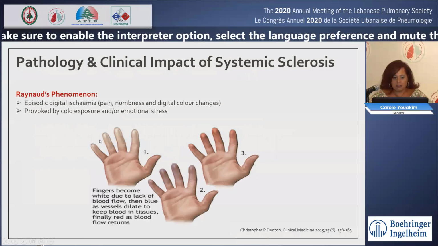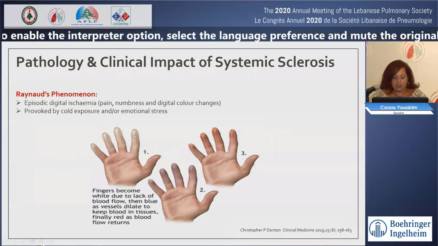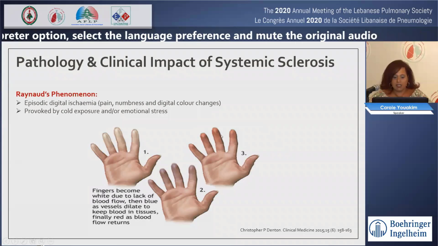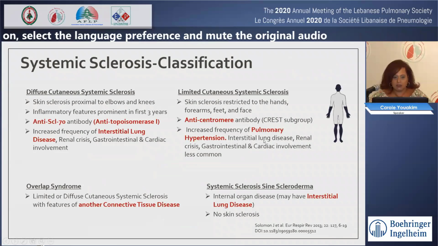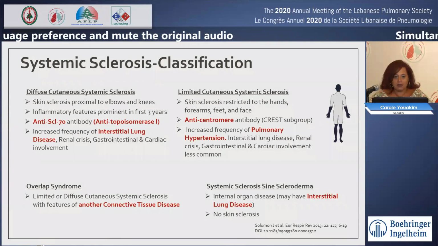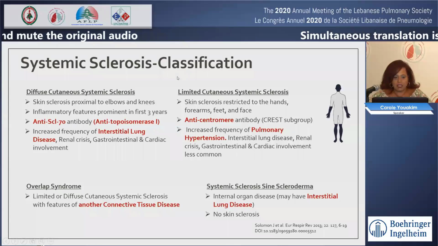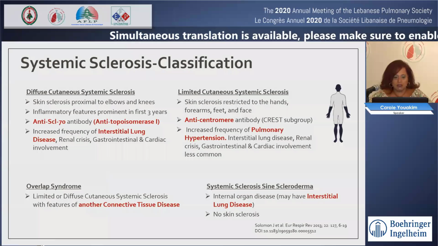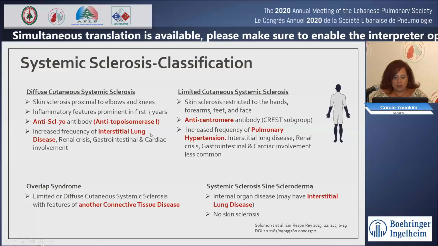First, fingers become white due to lack of blood flow, then blue as vessels dilate, and finally red as blood flow returns. Systemic sclerosis has been traditionally classified based on the extent of skin involvement. In diffuse cutaneous systemic sclerosis, there is skin sclerosis proximal to the elbows and knees with an increased frequency of interstitial lung diseases and anti-Scl-70 or anti-topoisomerase 1 antibody.